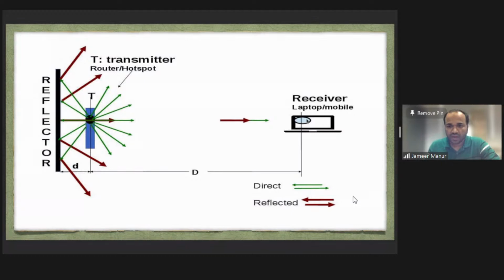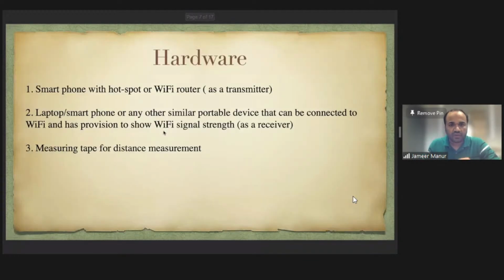At the receiver side, you can use a cell phone or laptop or any device which you can connect to the Wi-Fi, to the transmitter. So this is a simple experiment that we can perform at home. Okay, so what you need, hardware wise, is a transmitter side, either a smartphone or a Wi-Fi router. You can use anything. Even if you want to use a laptop, that's okay. But we recommend you to use a cell phone or Wi-Fi router in the absence of smartphones. It can act as a transmitter.